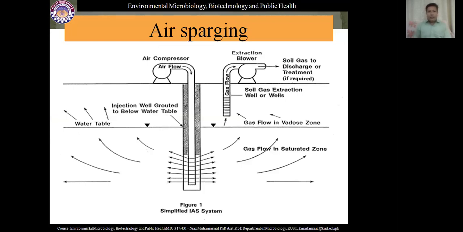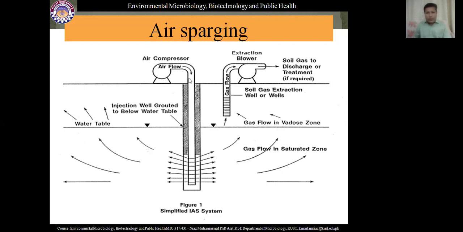So here we can see the air sparging technique. Suppose any pollutant is present in this zone. What do we have to do? We have to inject air. We have to make a hole at the site where the contaminant is present, where the pollutant is present inside the soil. We have to make a well, bore to that place, and lead to it through a pipe, and through an air compressor we will inject air.